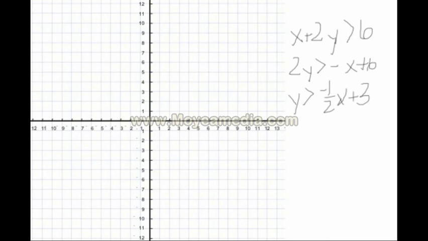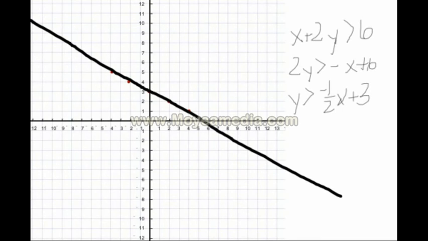And I want to graph that. So first things first, slope-intercept. My intercept is going to be positive 3. And my slope is going to be negative 1/2. So that means I can go down 1 and to the right 2, down 1 and to the right 2, or I could go up 1 and to the left 2, up 1 and to the left 2. And so that line is going to look roughly like that.